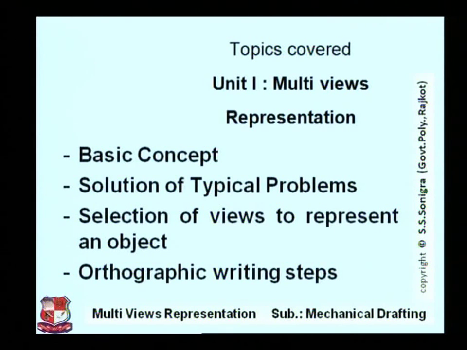So these are the four outlines of today's presentation, in which we will cover how to solve typical problems, how to select the view to represent an object, and what are the orthographic writing steps.